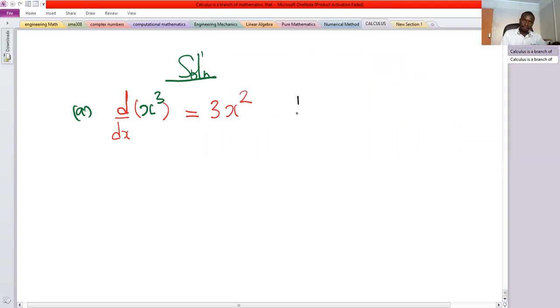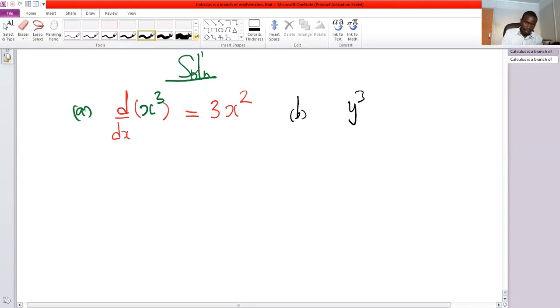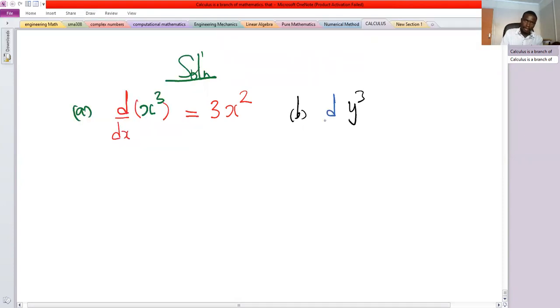Part B, we have y to the power 3. To differentiate with respect to x means you apply d/dx to this term. Now what happens here, y is assumed to be a differentiable function of x. So you'll do the normal power rule, which will be 3y squared. But because y is assumed to be a differentiable function of x, you attach dy/dx to that value. So that will be the answer to part B.